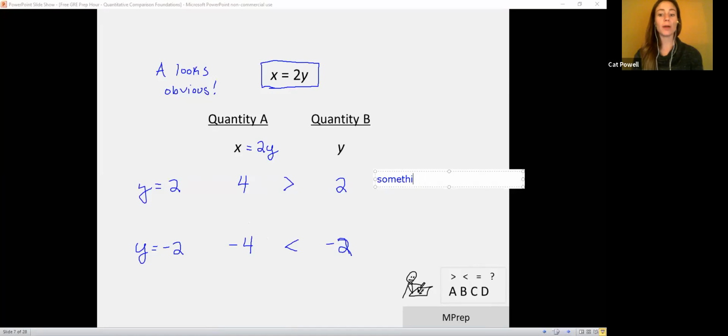sometimes it's one way, but sometimes it's another way. So it's not always going to be the case that A is greater. Something else might be true. And if I have 2 different cases, what answer should I go with? Oh, sometimes it's this, sometimes it's that. Yeah. Now I go with answer choice D.